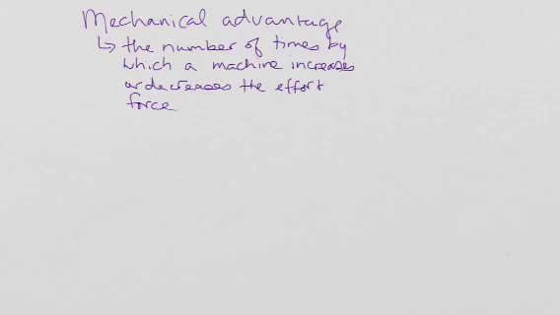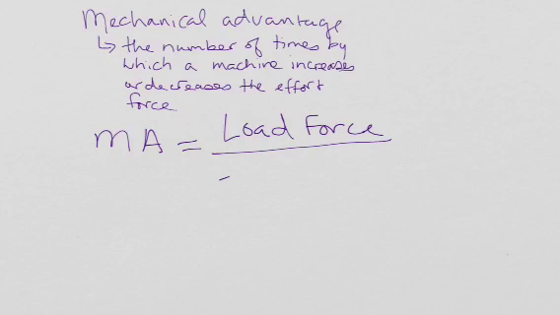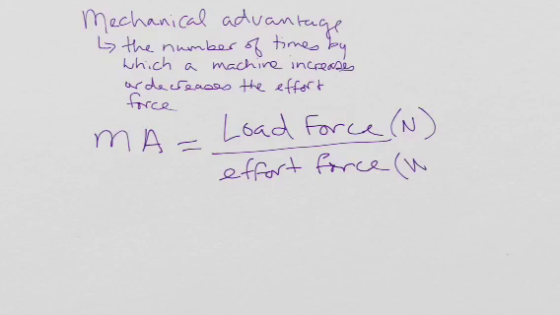Well, the mathematical calculation to determine what the mechanical advantage is, we have mechanical advantage, I'm going to call it MA, is equal to the load force, okay, divided by the effort force. Now, all of this is in newtons, because we know that newtons are the unit, and that looks like a W, but it's actually an N. Newtons are the units of forces.